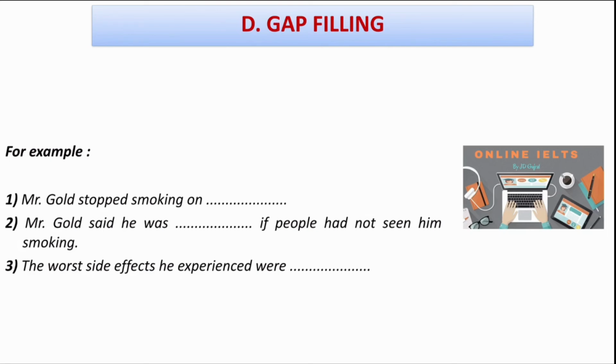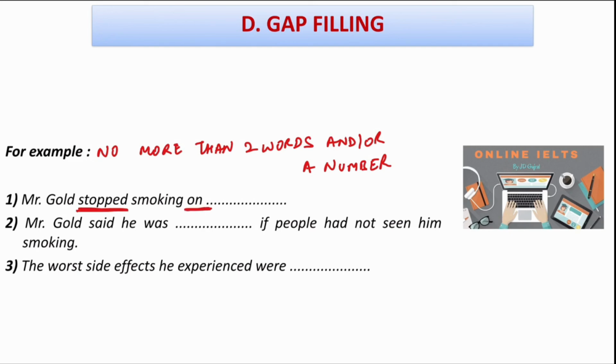Question number 1, 2 and 3. The question says, Mr. Gold stopped smoking on. So here you have to do the prediction part and mark your keywords first before listening to the audio. Here Mr. Gold is the common word because all three questions are related to Mr. Gold only. So the main keyword is stopped smoking on. So here you can easily predict that you have to give the date when Mr. Gold stopped smoking. So you can predict and write date.